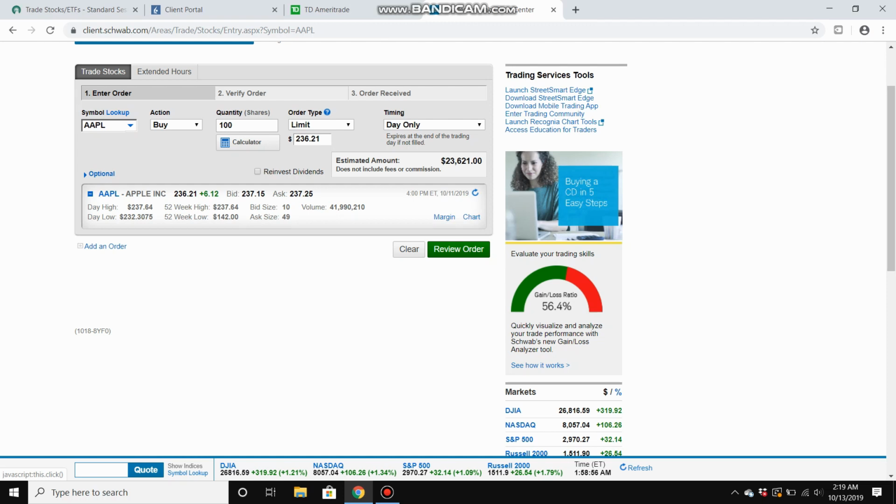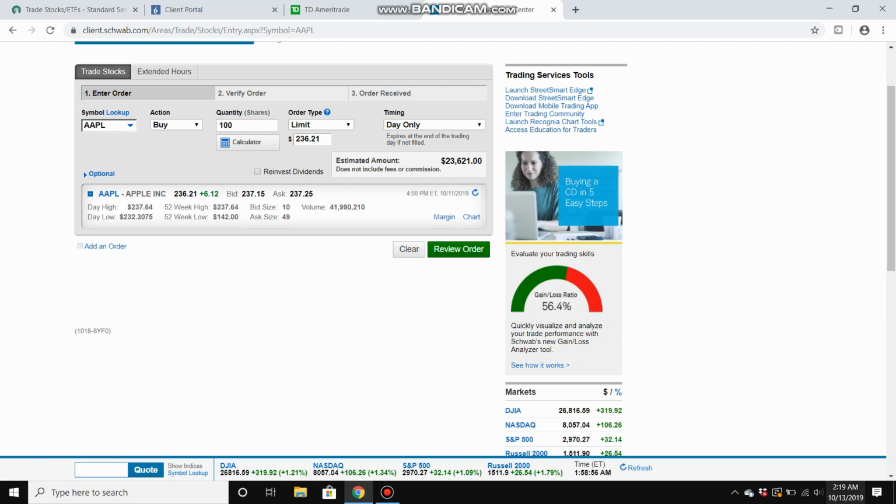In some brokers you can actually cut out the review order, so it's a faster process. If you're a day trader and you want to get in and get out as fast as possible, then you don't want to waste any time with extra steps. So it would be submit.